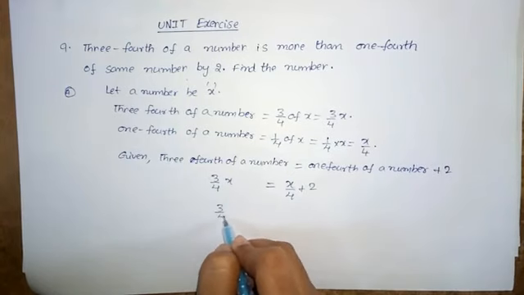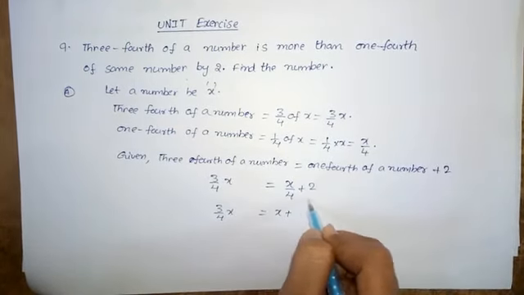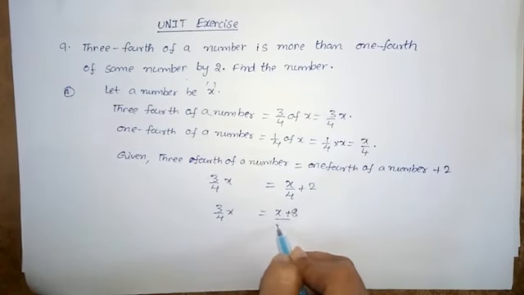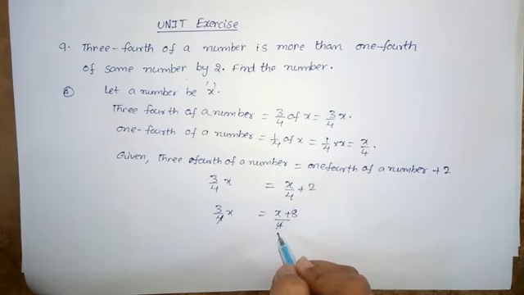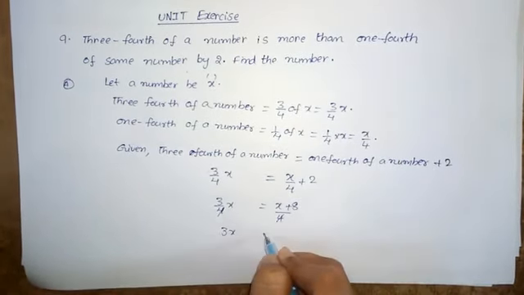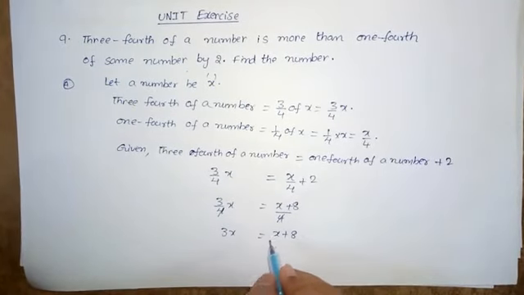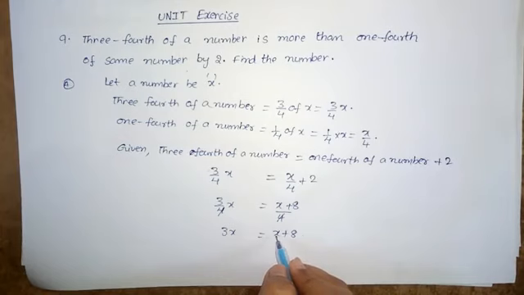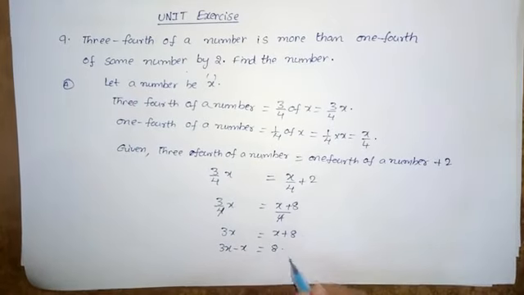So 3 by 4x is equal to (x plus 4 into 2 becomes 8) by 4. So the left side denominator 4 and the right side denominator 4 cancel. So remaining, 3x is equal to x plus 8. So x is moving to the left side, it becomes minus x. So from this, 3x minus x is equal to 8.